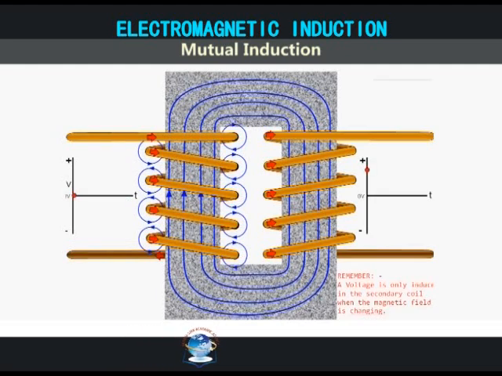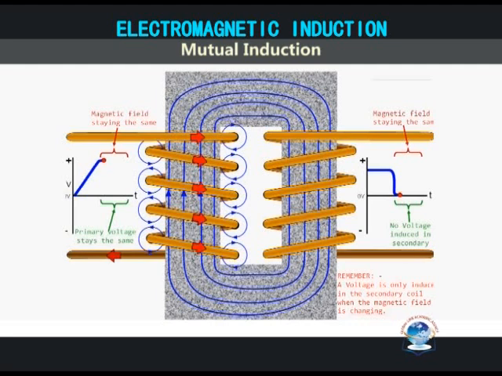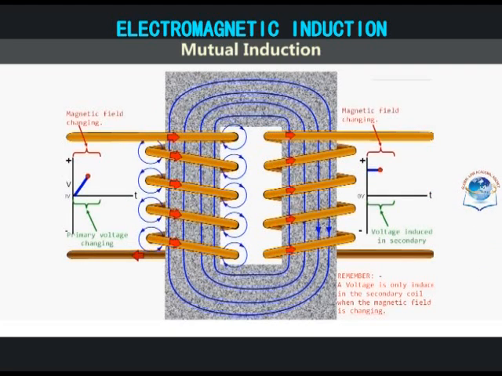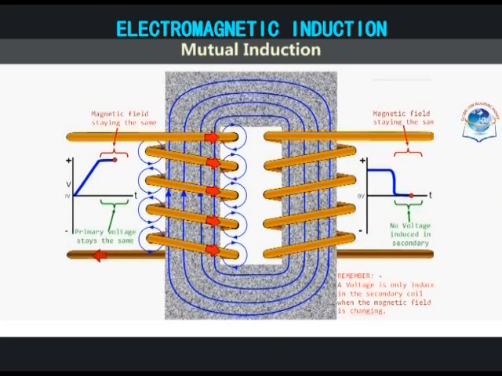The idea is voltage is only induced in the secondary coil when the magnetic field is changing. So as long as the magnetic field is changing, we have voltage in the secondary coil. But once it stays the same, there is no voltage induced. Watch that again. Change in magnetic field, we have a voltage in the secondary coil. But when there is no change in magnetic field, we have no voltage.